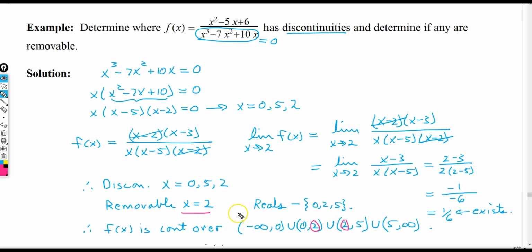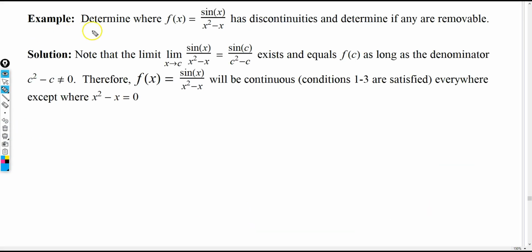Alright, let's take a look at another example. Now let's take a look at this example. So let's determine where this function, sine x divided by x squared minus x, has discontinuities, and let's determine if any are removable. So to find where this function has discontinuities, we need to find where the denominator is equal to 0, because we can't divide by 0. Any other place where the denominator does not equal 0, the function will be continuous, as I've noted down here.